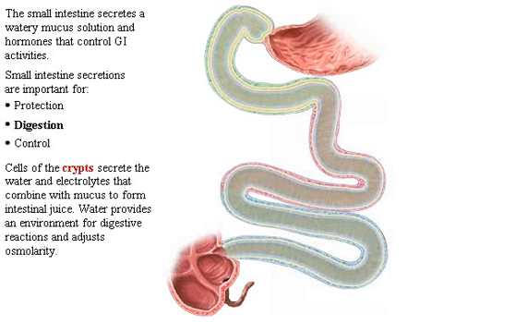Cells of the crypts secrete the water and electrolytes that combine with mucus to form intestinal juice. Water provides an environment for digestive reactions and adjusts osmolarity. Click the jejunum.